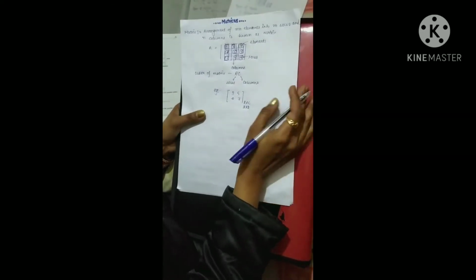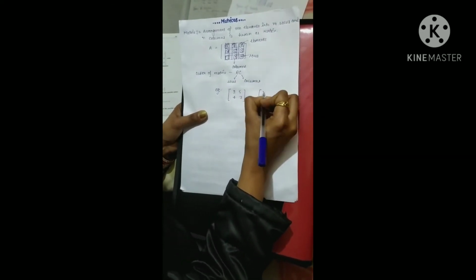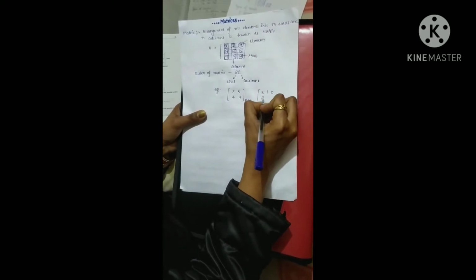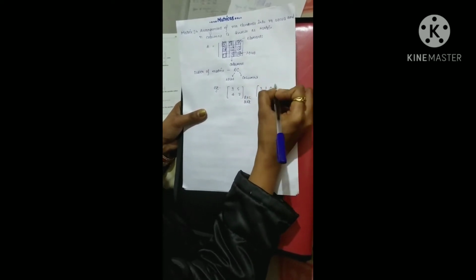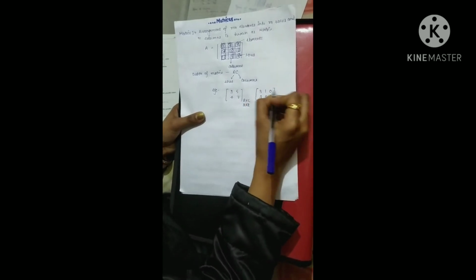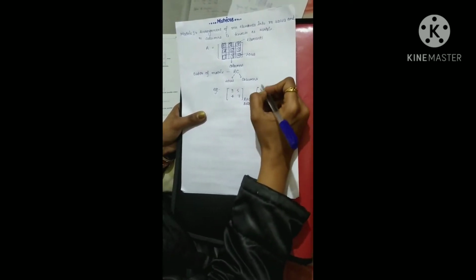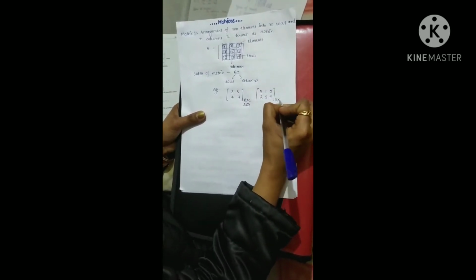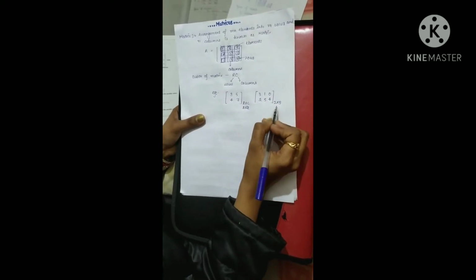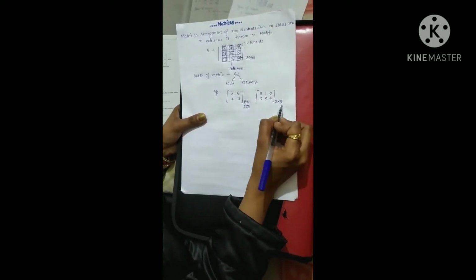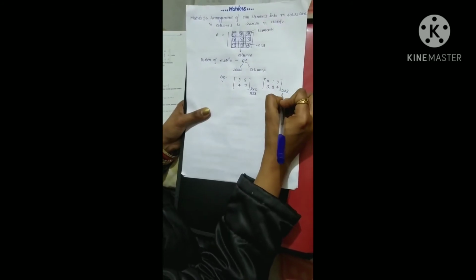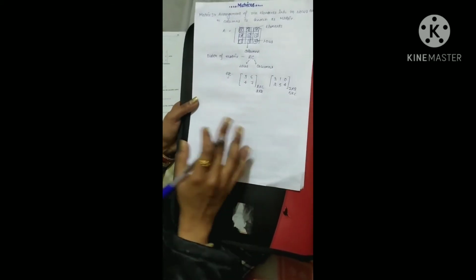Now let us take another example. What are the number of rows? 2. What are the number of columns? 3. It means what is the order of the matrix? 2 cross 3. Simply R cross C.